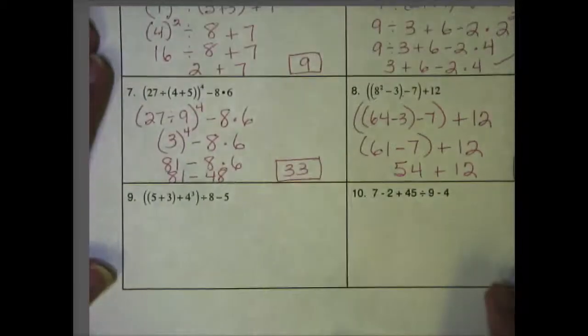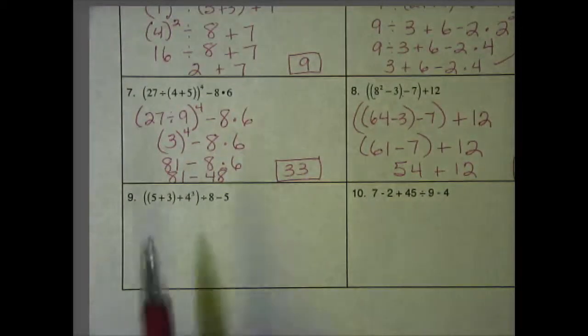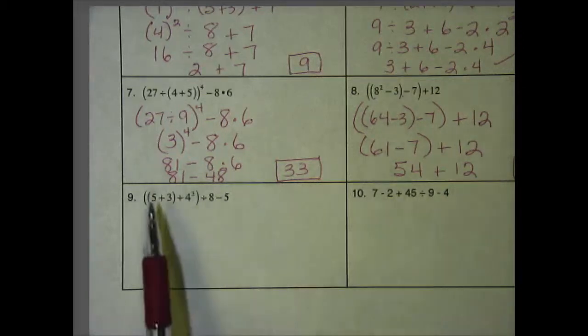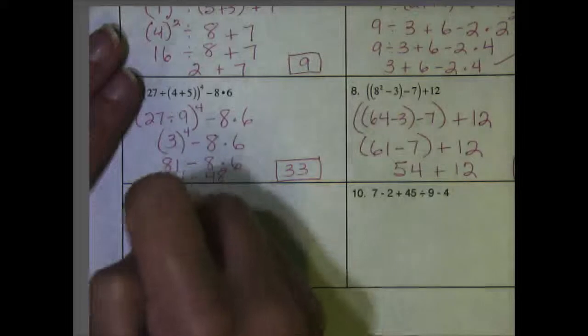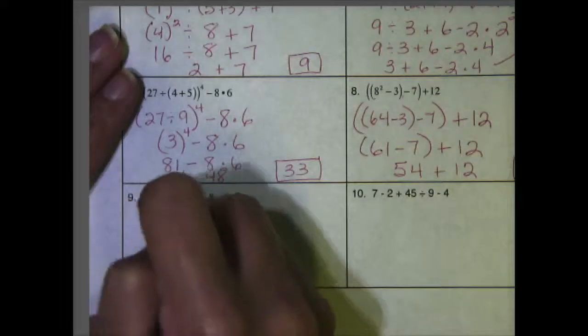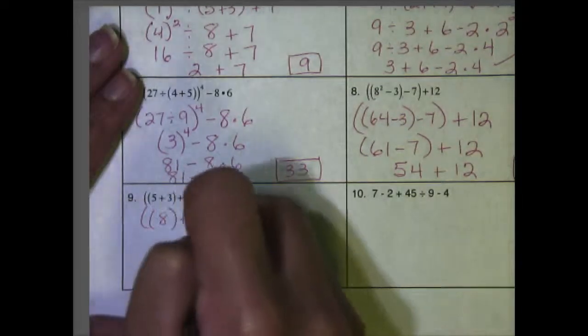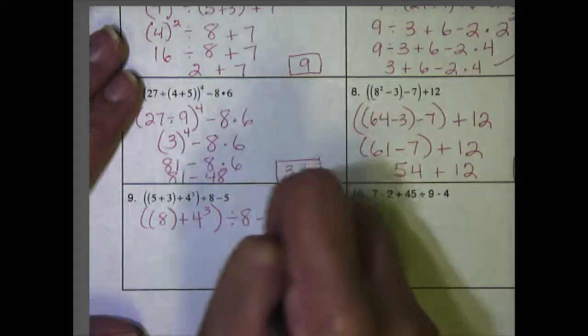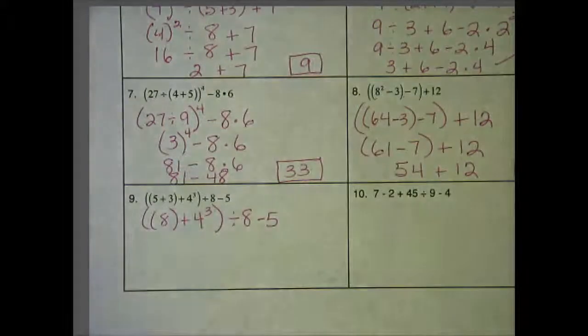All right, let's take a look at number 9. This time we have parentheses inside parentheses, and then we also have an exponent inside the parentheses. So the first thing we want to do is go to those furthest to the inside. So 5 plus 3 is 8, plus 4 to the third, divided by 8, minus 5. Remember to keep writing each step.